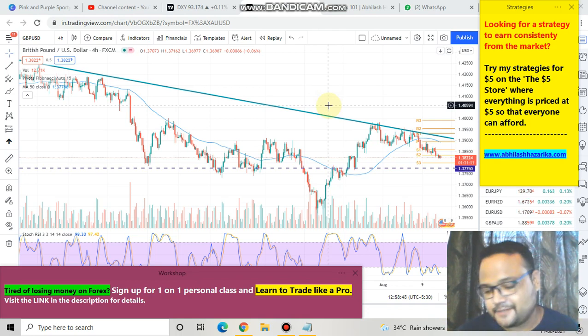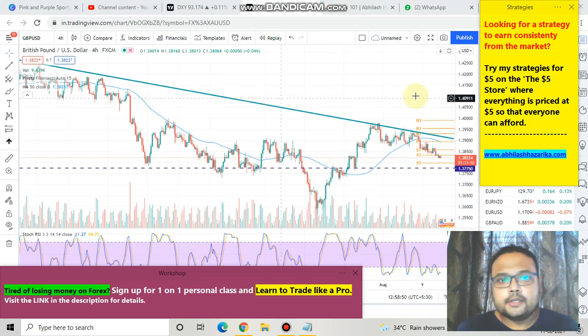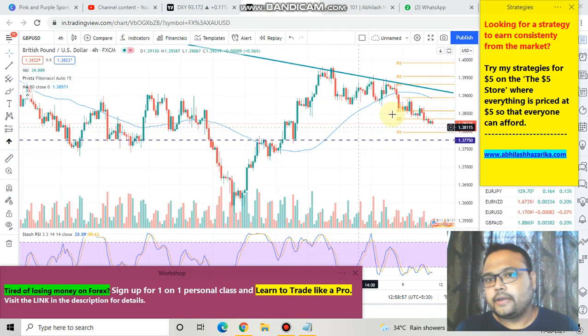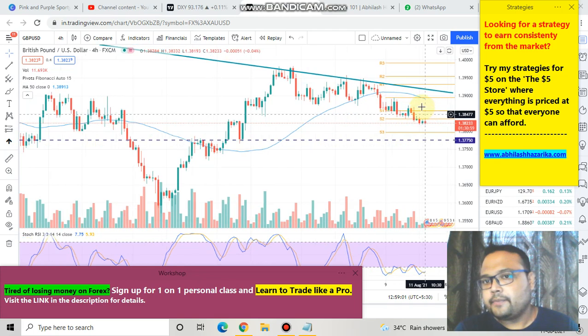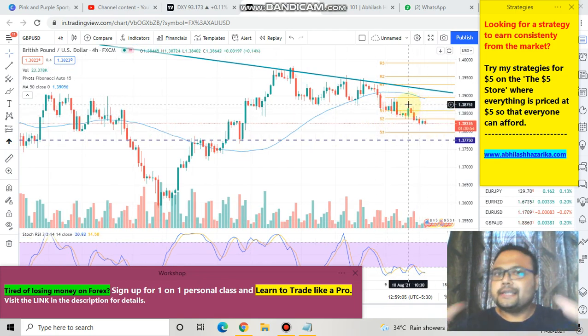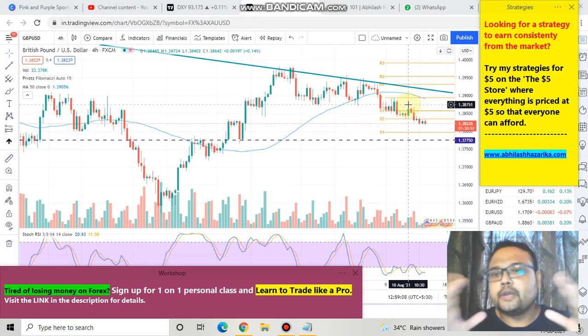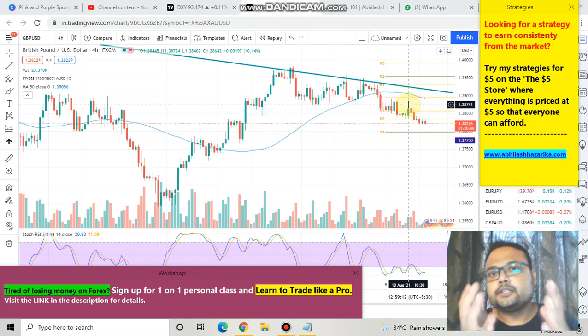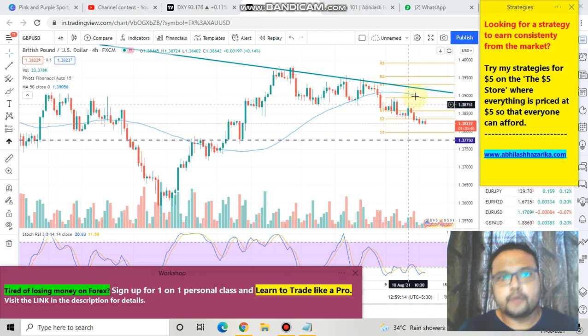So let's get started. This is the 4-hour chart of GBP USD in front of us right now, and if you have watched my yesterday's video, then you can easily recognize these two lines. But if we just look at the present portion of the chart here, one thing is very much clear to us: yes, the market is in a downtrend, the market is going down, but there is not much heavy selling pressure in the chart of GBP USD.